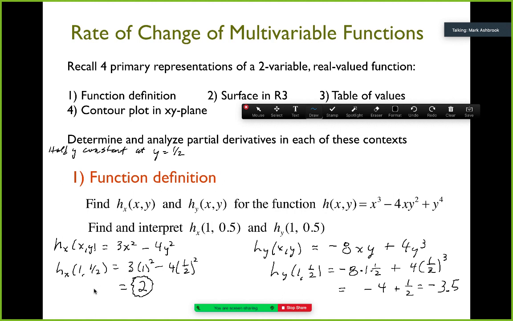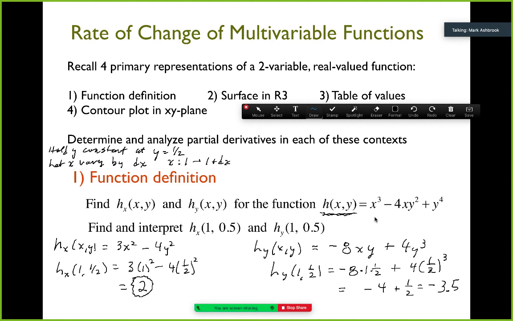And then what are we going to do? Then we're going to let x change. Let x vary by dx. So x is going to start at 1, and then it's going to end up a little bit greater than 1. The rate of change then helps us understand how z, our dependent variable, the value of the function, is going to change.